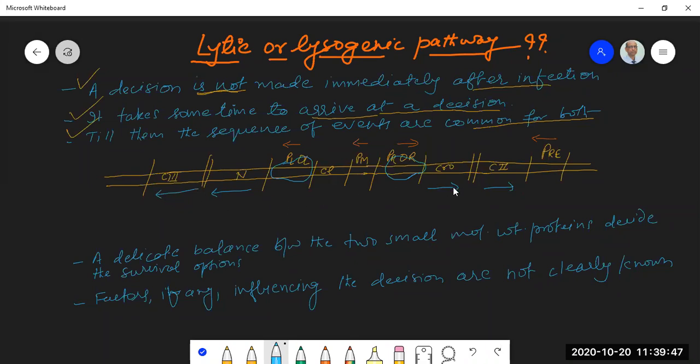Please remember these two proteins, C2 and C3; these are positive regulator proteins. These proteins are required for RNA polymerase to identify this promoter. So if it decides to go for lysogeny, then this promoter must be identified, and for identification of this promoter, you require these two proteins.